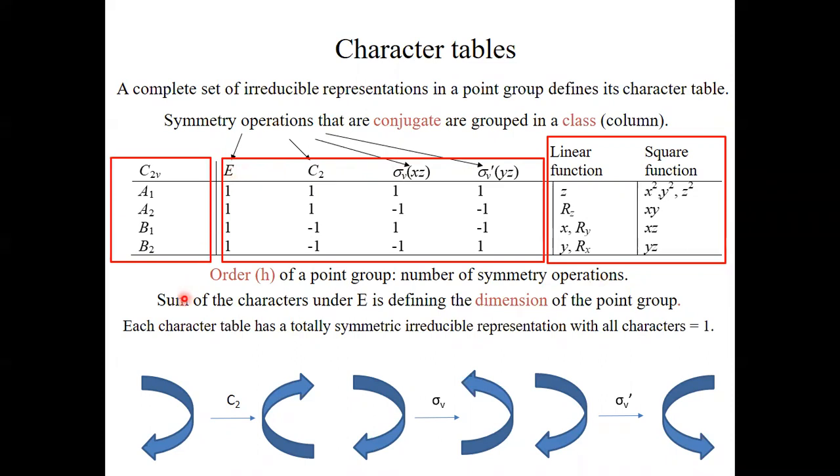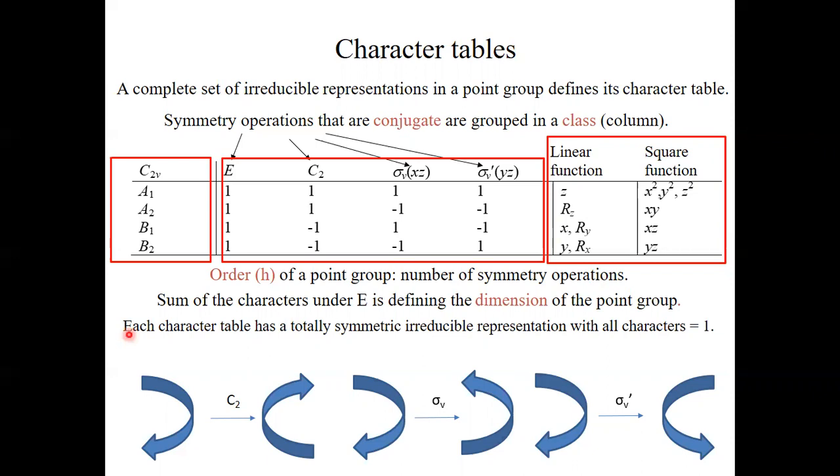So the sum of the characters under E, whereby E stands here for the identity, defines the dimension of the point group. So in this case, the dimension is 4 because we have here 4 times the character 1.